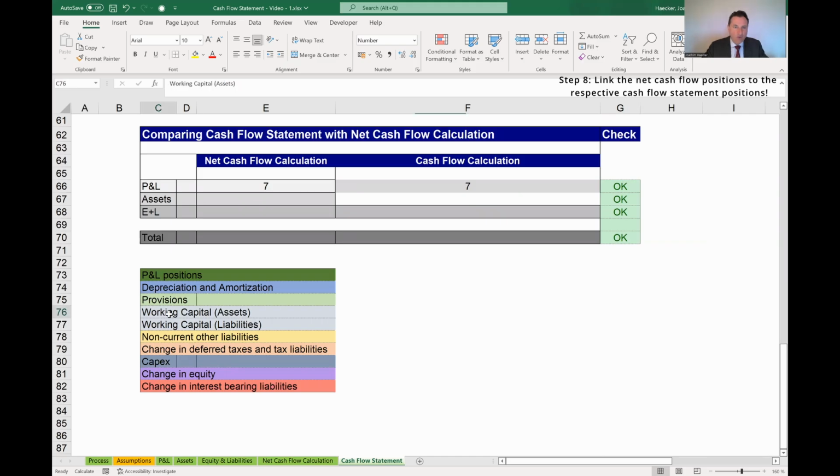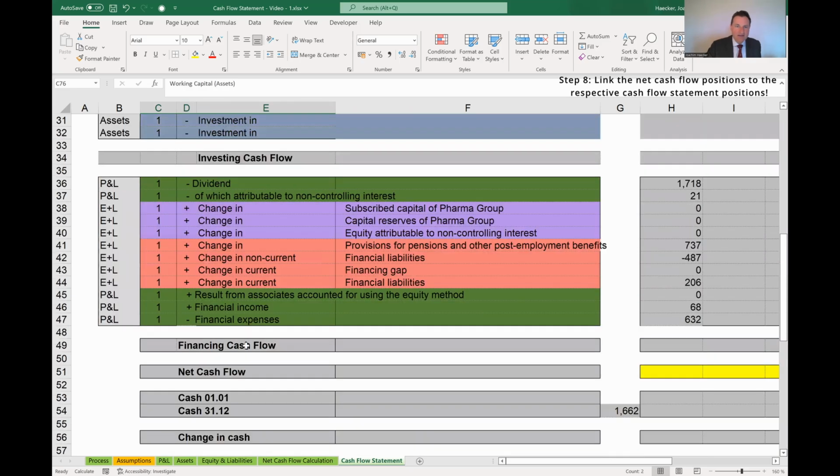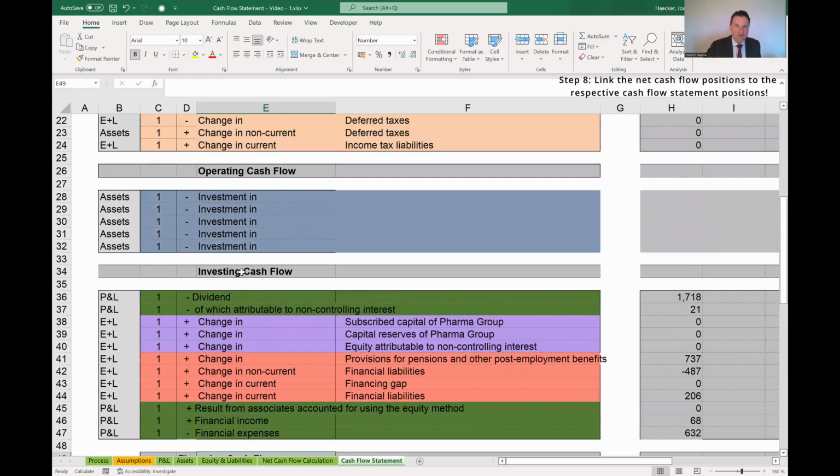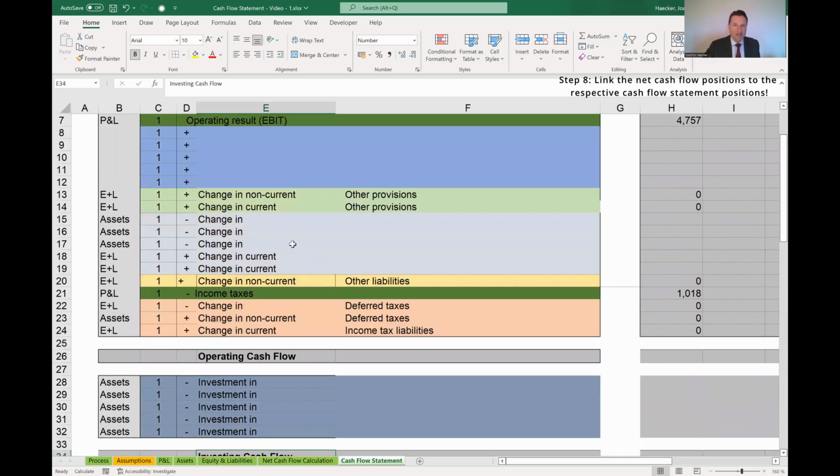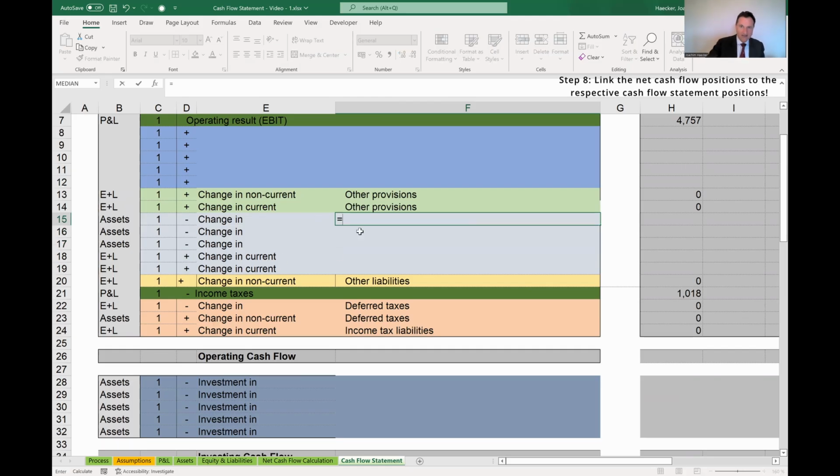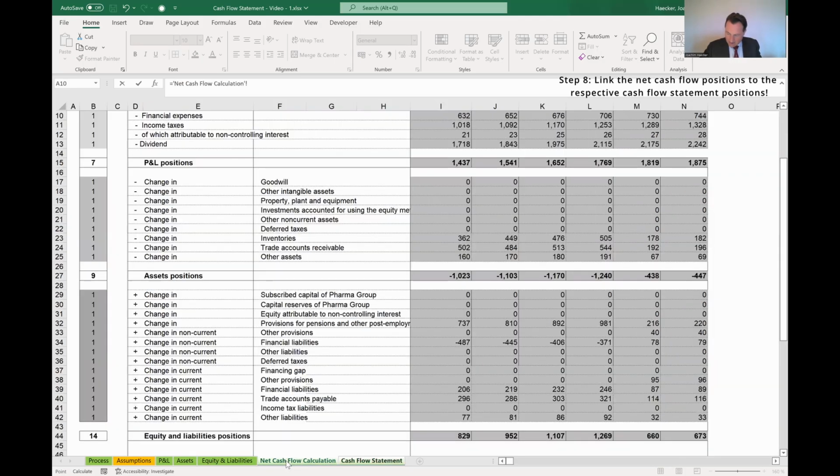Okay, done with this. What's the next step? Now I'm moving forward to the working capital asset and liability side. So the working capital is not in the financing, of course, not investing, but in the operating cash flow. I'll point out my change in working capital positions of the asset side. They are subtracted. And then on the liability side, they are added.